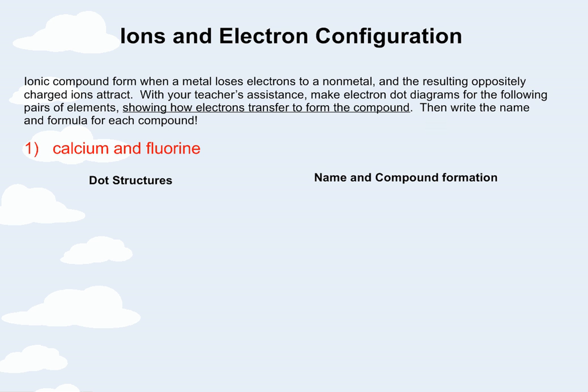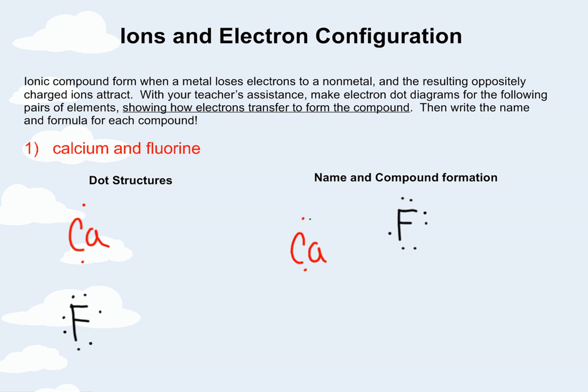So let's look at calcium, for example. After looking at your periodic table, you can see that calcium should have 2 valence electrons. Okay, and fluorine, on the other hand, is going to have 7. So what's going to happen here is that calcium is going to give away its 2 electrons and fluorine is going to gain 1. So I want to show that happening.